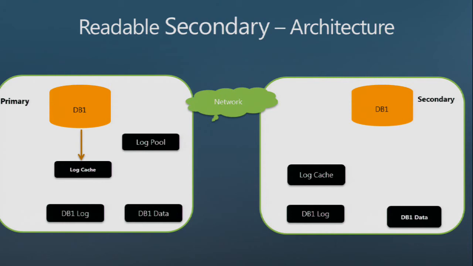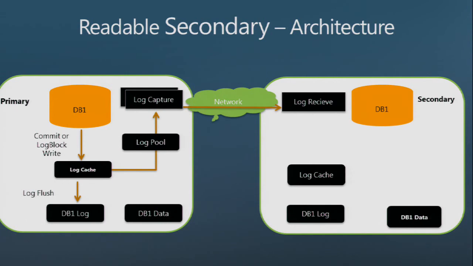So the primary workload is generating transaction log records on the left side, and it is filling the log cache with those log records. Now when the log cache becomes full, or the primary workload issues a commit operation, at that time the transaction log records from the log buffer are flushed to the log disk to make it persistent. Since we are running in an Always On configuration, we have a second component which is the log pool. When the log cache is being flushed to the log disk on the primary node, those log records also get copied to the log pool.